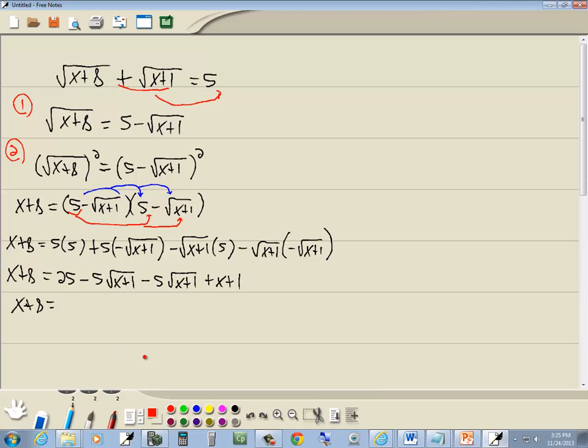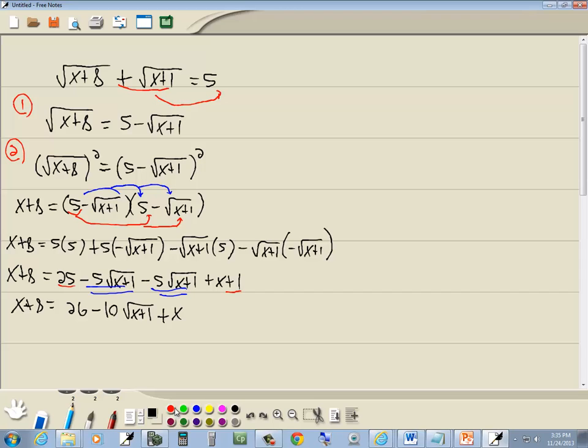Let's combine together like items. Here's 25 plus 1, that's 26. And here we have negative 5 square root of x plus 1 and negative 5 square root of x plus 1. Since the radicals are the same, you can add or subtract numbers in front. In this case, negative 5 and negative 5 is negative 10 square root of x plus 1. And then I'll bring down the plus x.